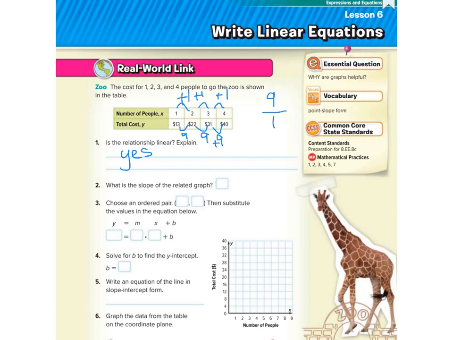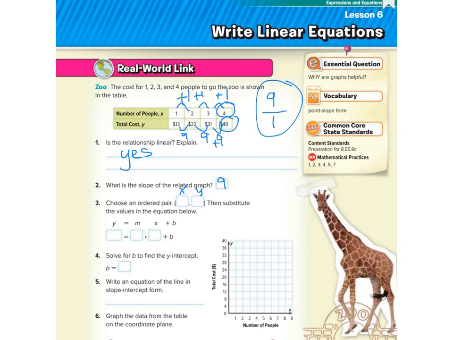What is the slope of the related graph? It's 9 over 1. That's our constant rate of change. That's our slope, which is just 9. Now we have to choose an ordered pair. We can choose any of these: 1 and 13, 2 and 22, 3 and 31, or 4 and 40. I kind of like 4 and 40. And I have to write it as x, y in that order. So my x value goes here and my y value goes there.